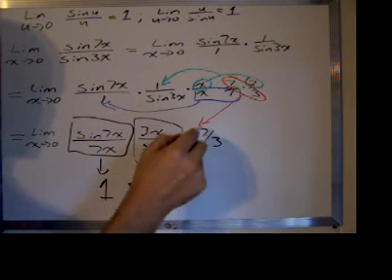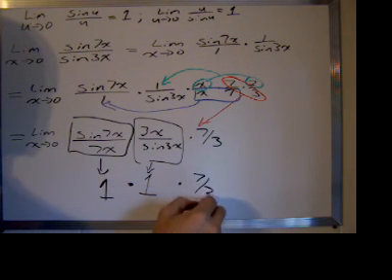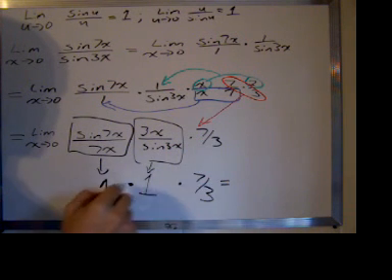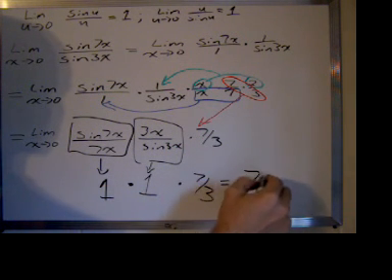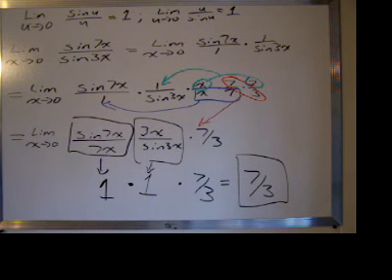And then the limit of a constant is just the constant. So we have 1 times 7/3. So the limit as x approaches 0 of the sine of 7x over the sine of 3x equals 7/3. You cannot just write 7/3 and get it right.